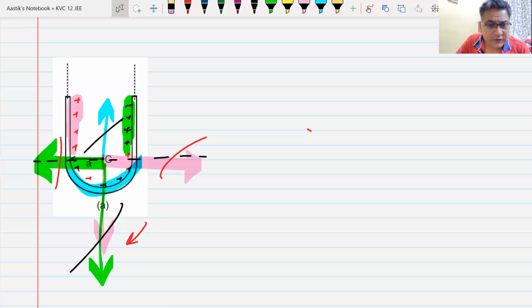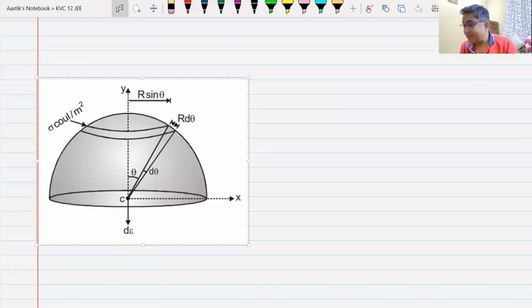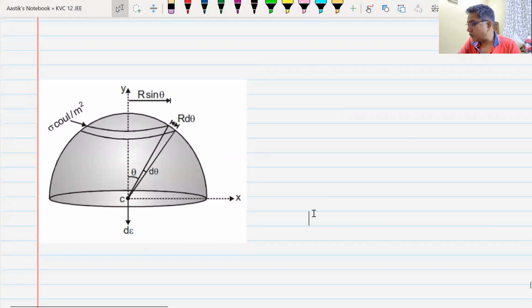Okay, before going on to infinite sheet, I've got this one also. So you just note this one down. This is a hollow hemispherical cup. Hemisphere, hollow hemisphere. Half shell. This half shell has a surface charge density sigma. What will be the direction of electric field at this point?